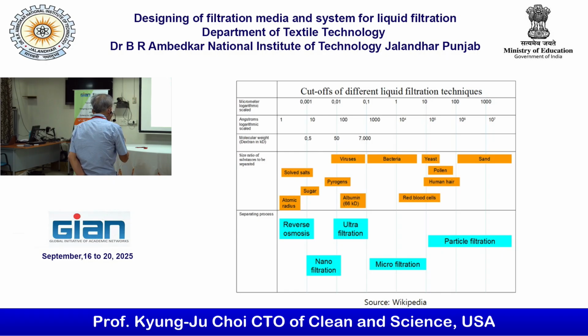So the ultrafiltration area is 0.01 to 0.1. Nanofiltration is 0.01 to 0.1. Reverse osmosis is 0.001. Then what about the filter media itself? If I want to use it for reverse osmosis, then the pore size has to be less than 0.001. That's the membrane area.